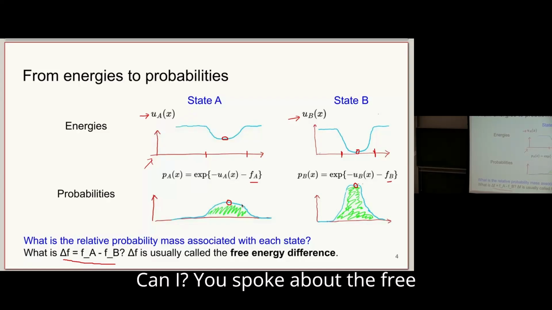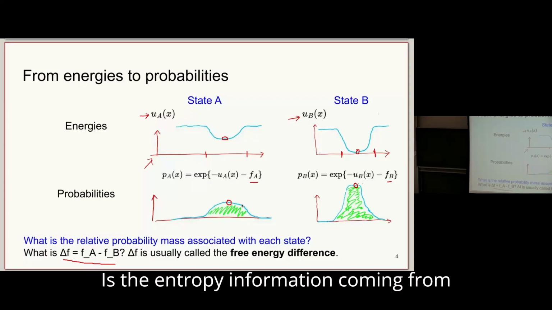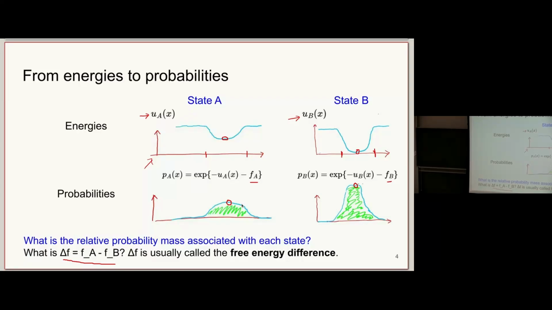You spoke about the free energy difference that involves the energy and the entropy. Is the entropy information coming from the probability distribution?